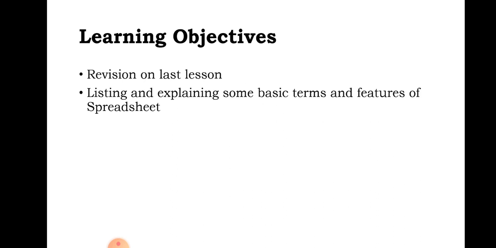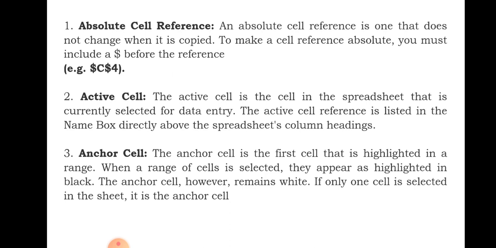Then let's get started. Number one feature we shall be mentioning is absolute cell reference. An absolute cell reference is one that does not change when it is copied. To make a cell reference absolute, you must include a dollar sign before the reference. So anytime you have inputted a value into a cell and you don't want the cell to change its value once it is copied, what you need to do is add this dollar sign to it. And a typical example of how to go about this is what you have.